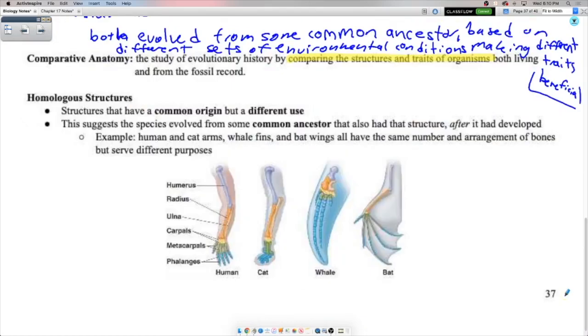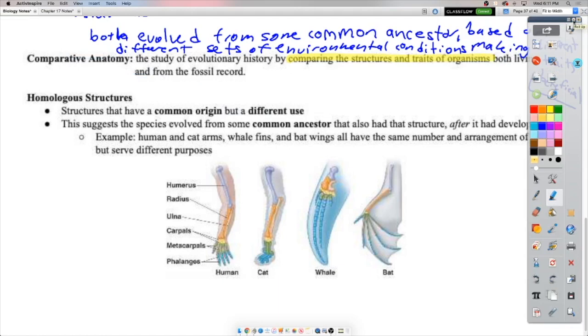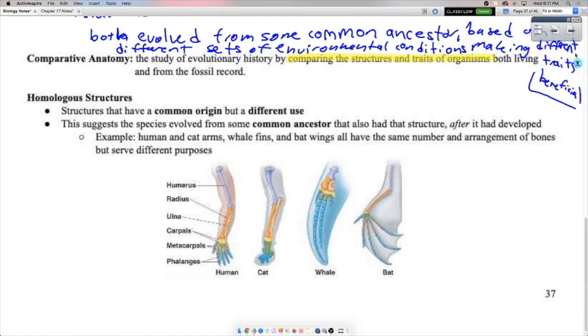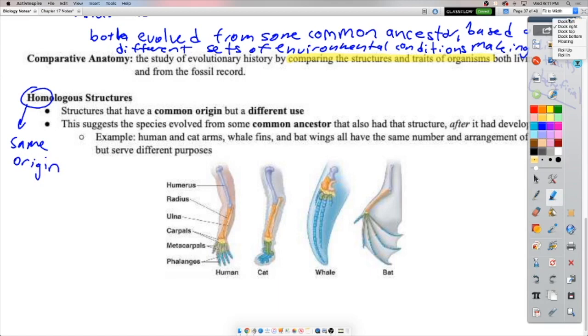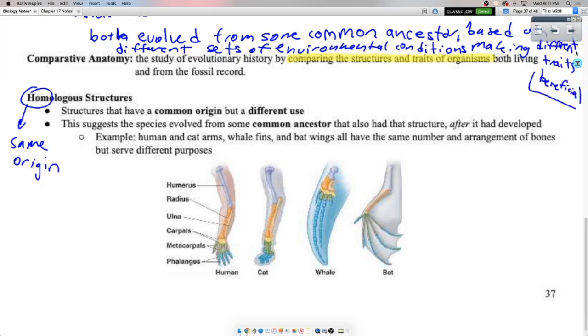The first type of comparative anatomy we're going to look at is something called homologous structures. So homo means the same, right? What does the same mean here in homo? It means same ancestor, common origin. These are structures that we got from some common ancestor, but have since evolved now to have a different use. Okay, so homologous: same origin, different use nowadays.